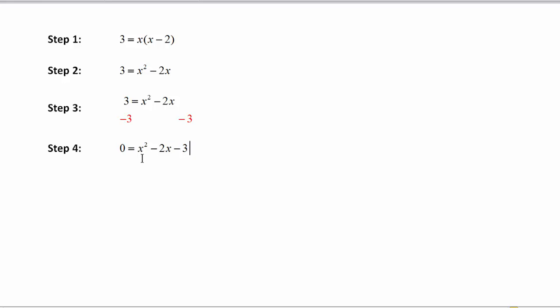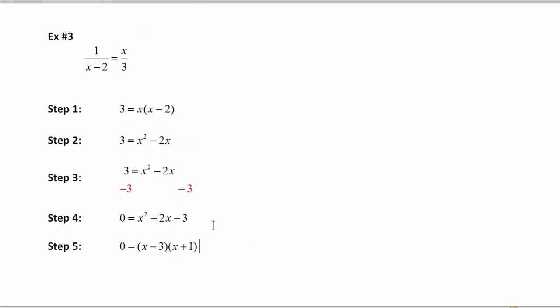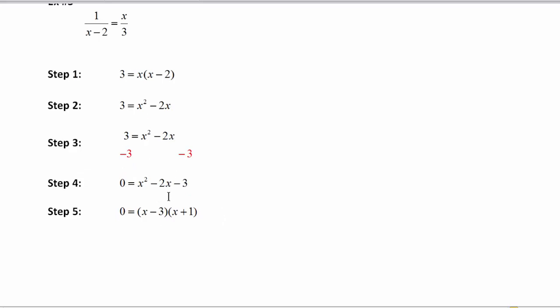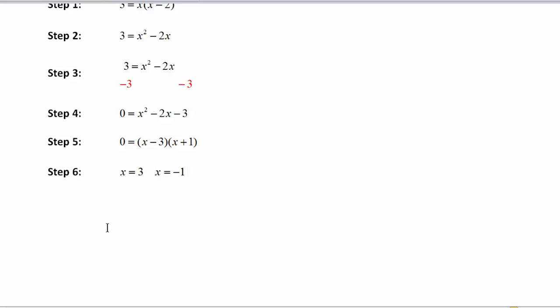So we've moved the 3 over. And now I'm going to try and factor this x squared minus 2x minus 3. Okay, so this is how this factors, right? Remember, you're asking yourself, what two numbers when multiplied give me negative 3? That's negative 3 times 1. But when I add those same two numbers, I need to get negative 2x, so that's negative 3 plus 1. That gives me my negative 2. So my final answer is going to be x equals positive 3 and x equals negative 1.